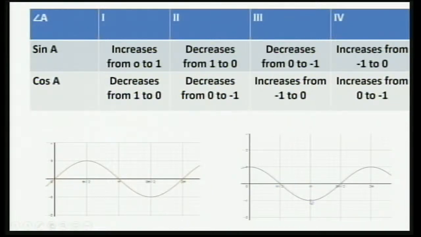So you can see that it becomes -1. So it decreases from 0 to -1. After that, you can see that -1 to 0. So here the value of cos is -1 and it has gone till this 0. Similarly, you can see that in the fourth quadrant, it increases from 0 to -1 and so on. So you have seen that these are periodic functions, because after a particular period, the graph repeats itself.